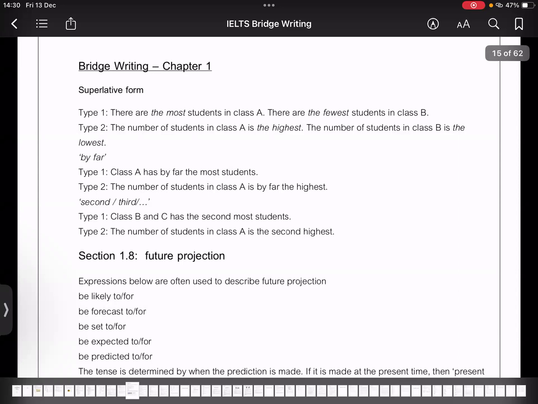So in the previous example, there are students in class A, B, and C. By comparison, you see that class A has the most students. So you can say there are the most students in class A. But if you look at it from a different standpoint, class B has the fewest students. In fact, class B and C have the fewest students because they are equal.